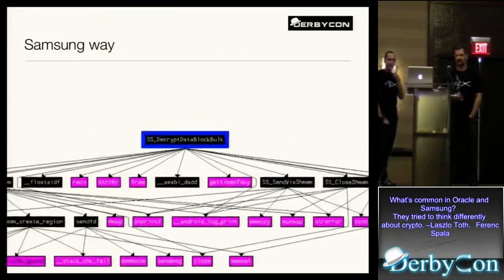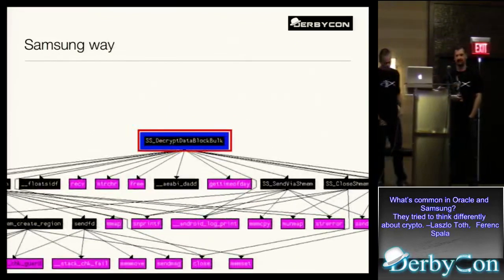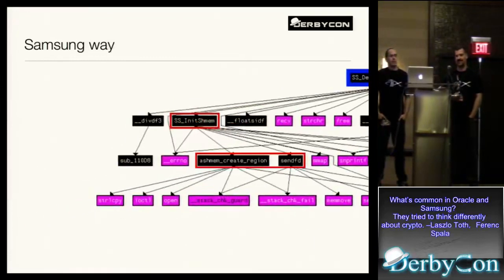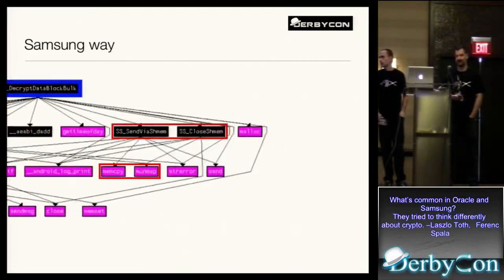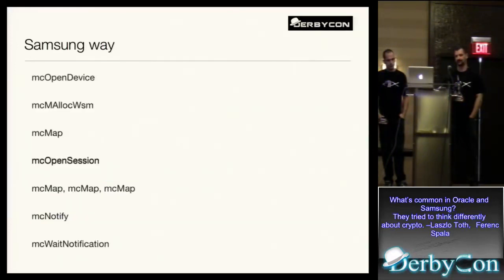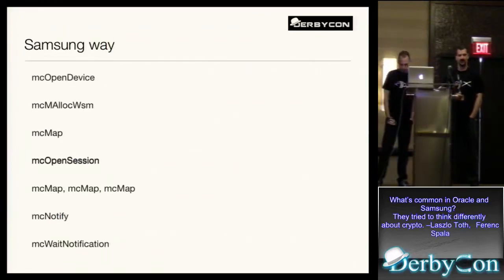Vold calls this function, of course, at the end of a chain from a relevant library. And as you can see, it sets up an Android shared memory and sends the file descriptor of the shared memory to the secure storage daemon, and later communicates with the secure storage daemon through this shared memory. The secure storage daemon calls these functions to communicate with the MobiCore environment.